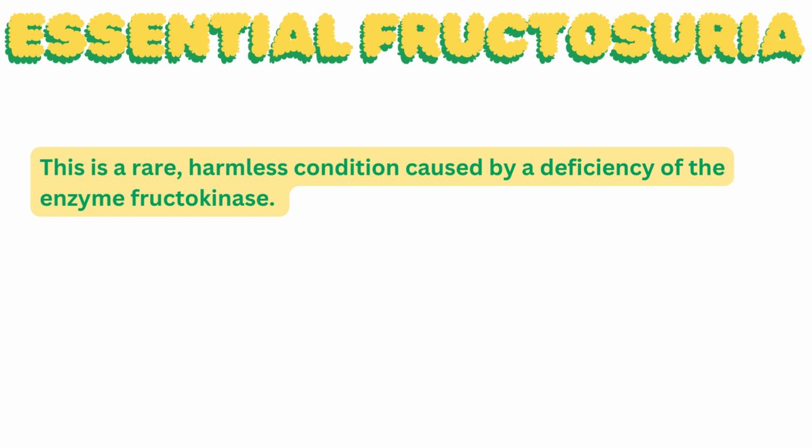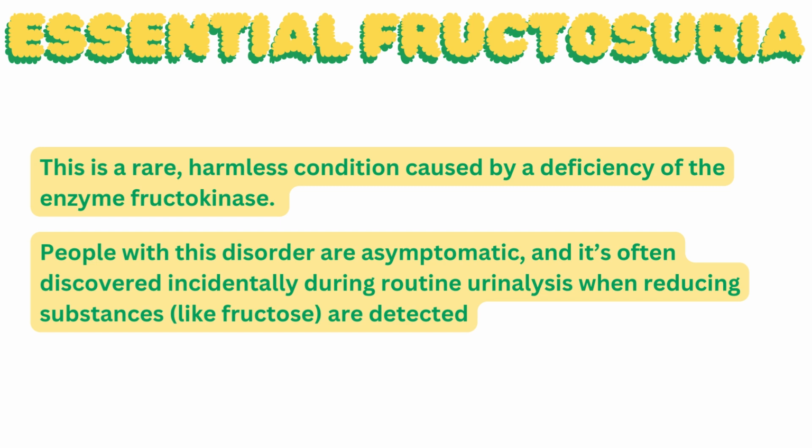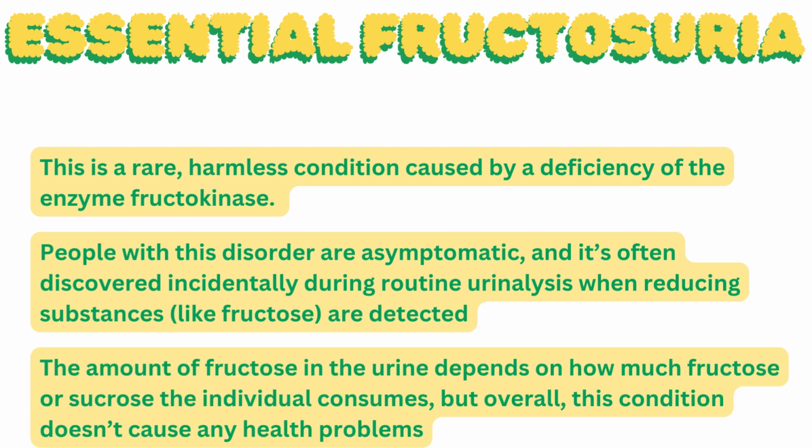The first disorder is essential fructosuria. This is a rare, harmless condition caused by a deficiency of the enzyme fructokinase. People with this disorder are asymptomatic, and it's often discovered incidentally during routine urinalysis when reducing substances, like fructose, are detected. The amount of fructose in the urine depends on how much fructose or sucrose the individual consumes, but overall, this condition doesn't cause any health problems.